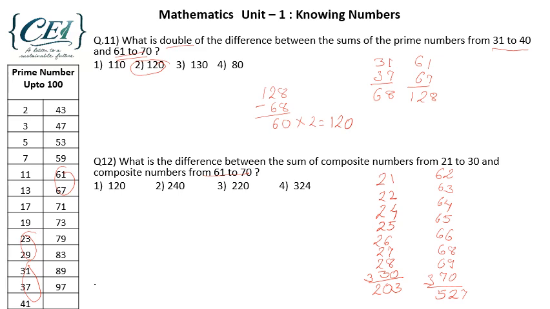Okay. So the difference between the two numbers, that is 527 minus 203. This is 4, this is 2, and this is 3. So 324 is the answer. Correct?